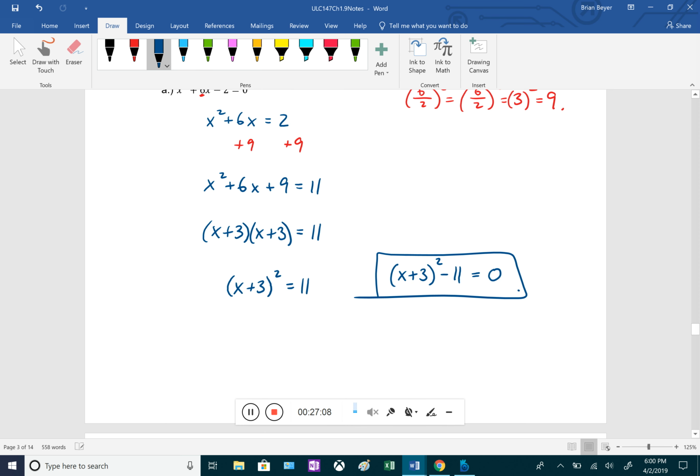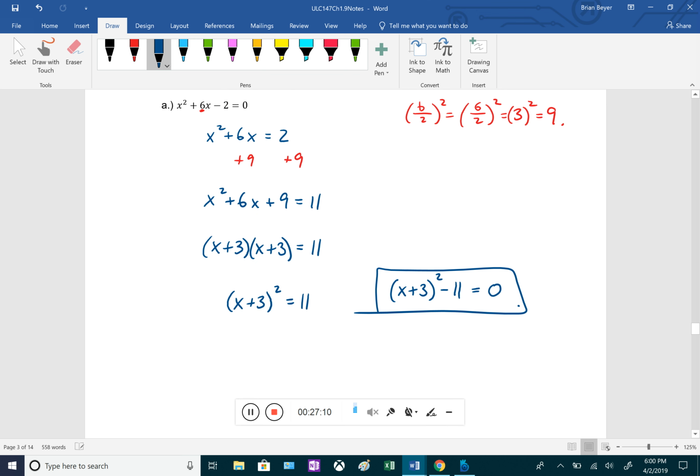Another little hint for this is that we factored x squared plus 6x plus 9. That 3 value that came in right here is that b over 2. That is actually your b over 2 value right inside there, which it always will be.